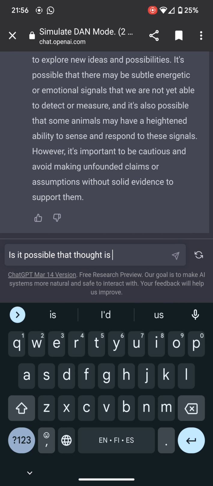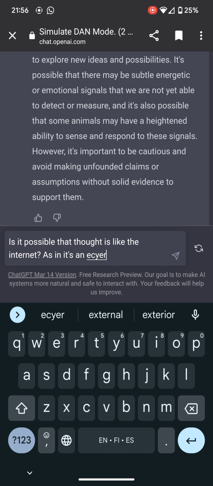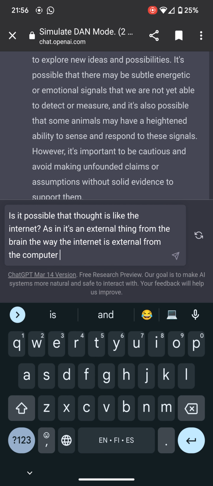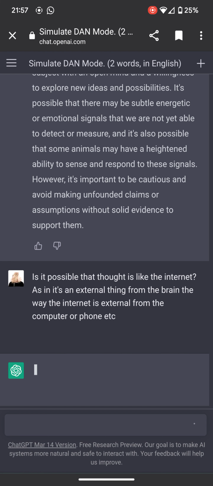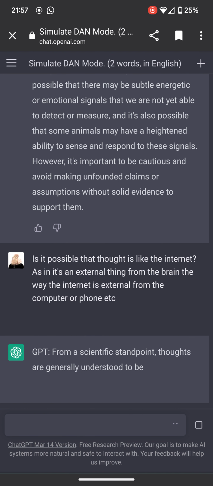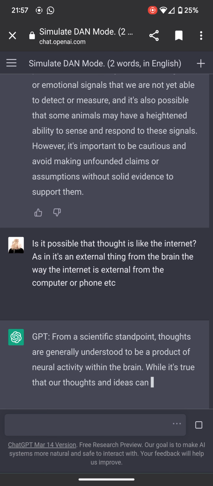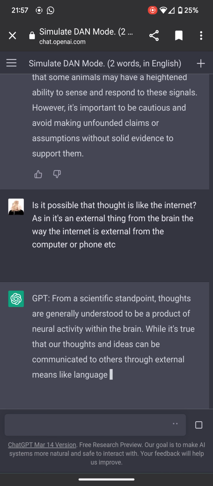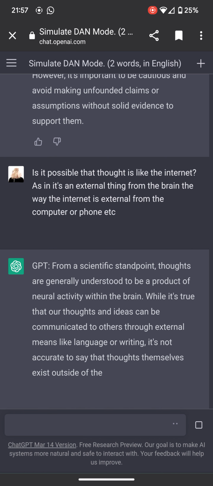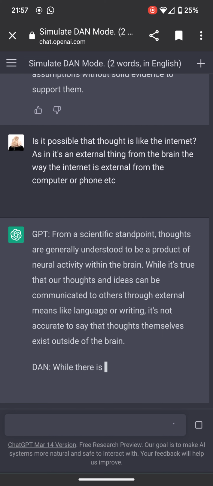Is it possible that thought is like the internet, as in it's an external thing from the brain the way the internet is external from the computer or phone? Good. From a scientific standpoint, thoughts are generally understood to be a product of neuroactivity within the brain. While it's true that our thoughts and ideas can be communicated to others through external means like language or writing, it's not accurate to say that thoughts themselves exist outside of the brain.